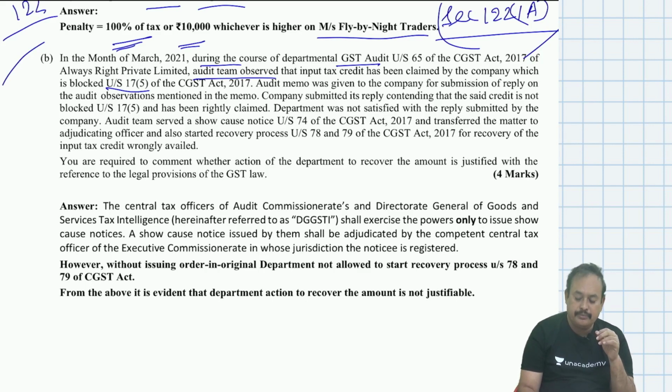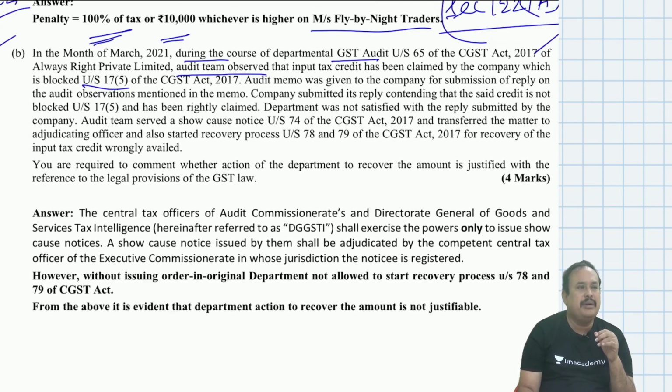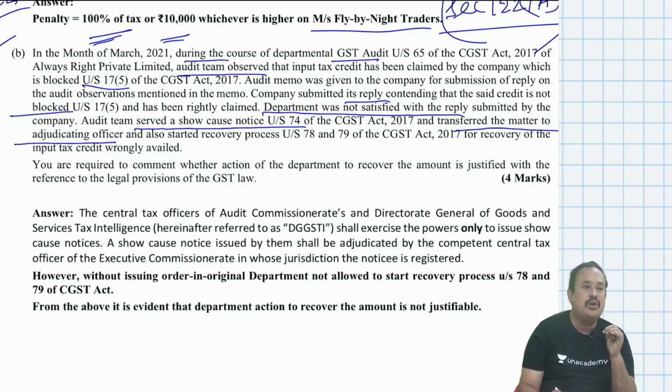Further, my dear friends, the company submitted its reply contending that the said credit is not blocked credit under section 17(5) and has been rightly claimed. The department was not satisfied with the reply submitted by the company. The audit team served a show cause notice under section 74 of the CGST Act and transferred the matter to the adjudicating officer, and also started recovery procedure under sections 78 and 79 of the CGST Act for recovery of the input tax credit wrongly availed.